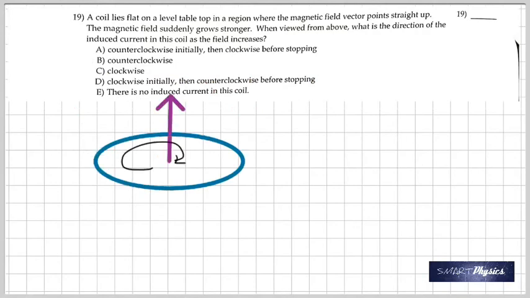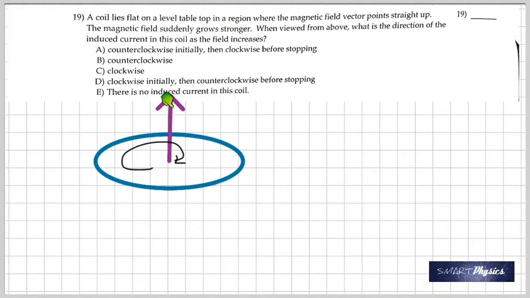And number 19, the coil is lying flat on a level tabletop. Let me get that question first. Okay. In a region where the magnetic field vector points straight up, as shown in this diagram, the magnetic field vector is straight up. The magnetic field suddenly grows stronger. Okay, so the field which is straight up is increasing.